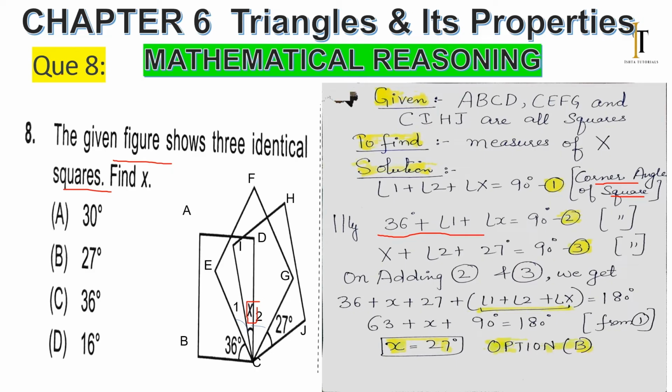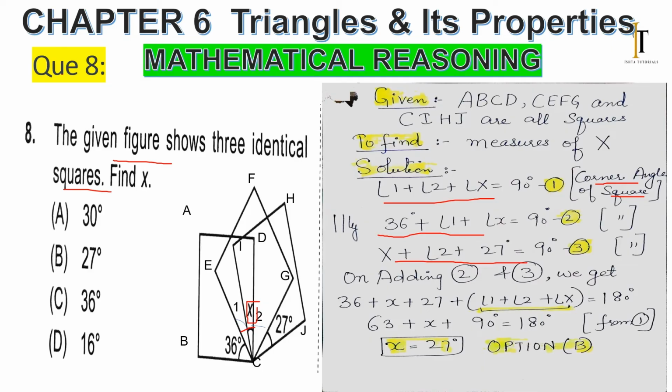Now let's take the second square, that is CEFG. CEFG is made up of angle 1 plus angle X plus angle 2, right? So here we have this equation, again equal to 90 degrees, same reason. Now the third square, that is CIHJ. Now it is formed by X plus 2 plus 27. Okay, now this is your third equation. Now with the help of these equations, we are going to find the value of X.